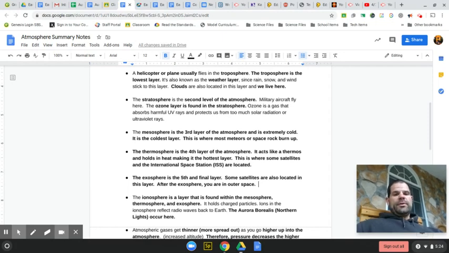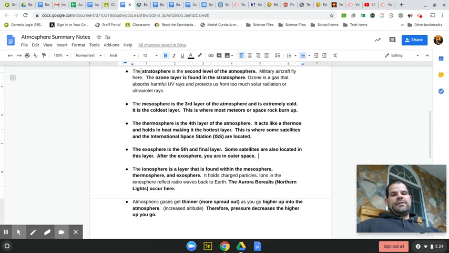If we move up, the stratosphere is the next layer. And this is most important for the ozone layer. That's that layer that's found inside the stratosphere that protects us from the sun's UV or ultraviolet rays, kind of bounces them off and puts them back into space. So without that, Earth would be a much different place. It would be very dangerous for us to live.